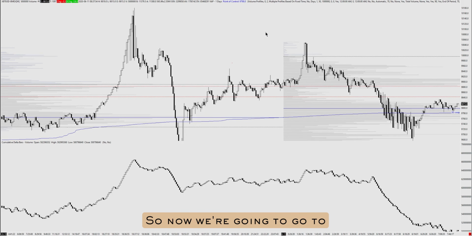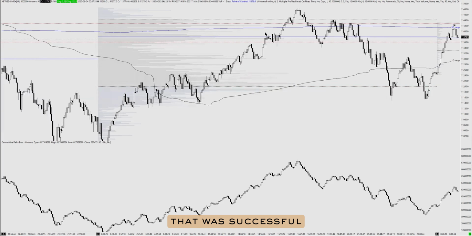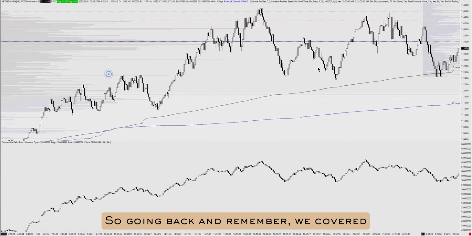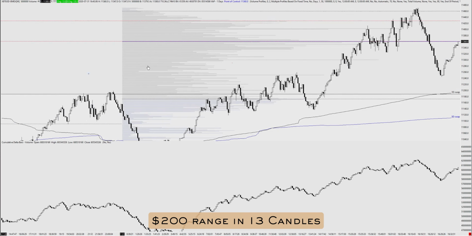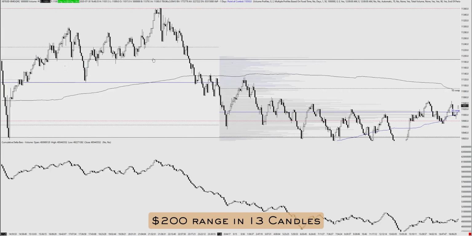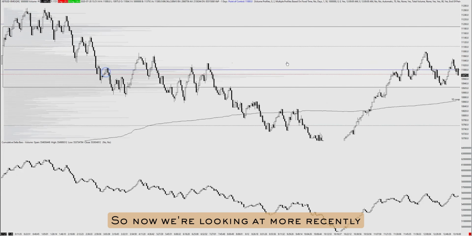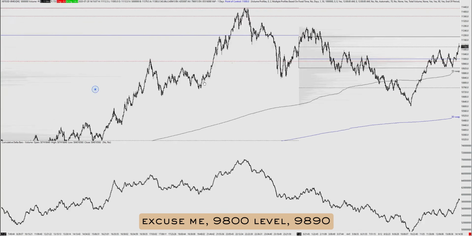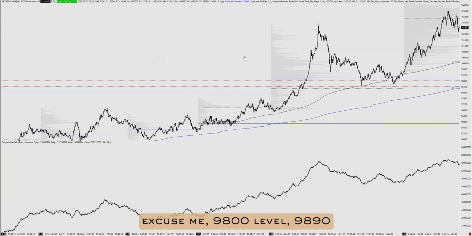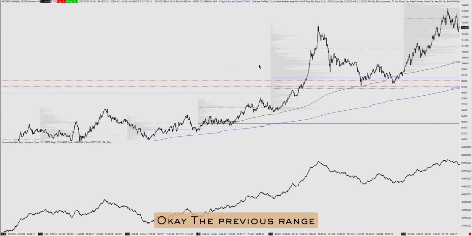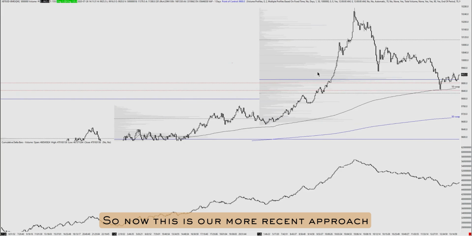So now we're going to go to our more recent attempt that was successful. Going back, and remember, we covered a $200 range in 13 candles. So now we're looking at more recently the break of the 9,800 level. What did I have it listed specifically? I keep changing my numbers because I can't see it specifically. 9840, 9800. This was just capturing the highs of the range using the volume chart. The previous range. So now this is our more recent approach to the level.